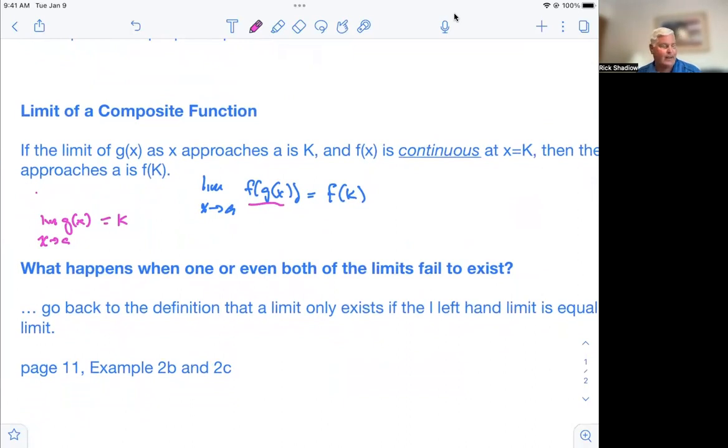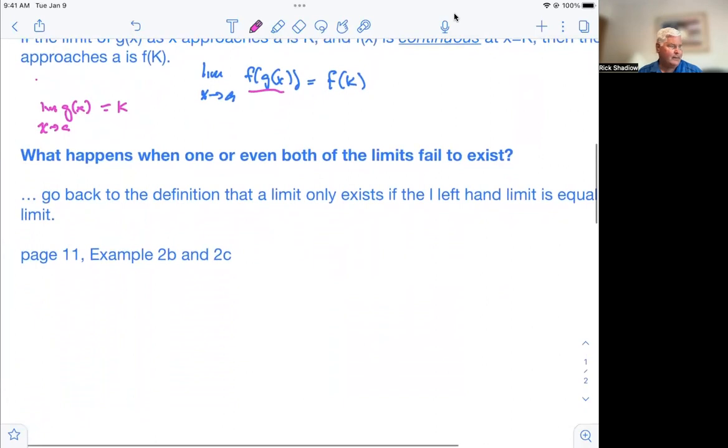But right now, I want to look at two examples with you from day 4. They are in particular from page 11, examples 2B and 2C, just to give you a little bit of an idea of what is going on. In 2B, they're asking for the limit as x approaches 2 of f of x times g of x.